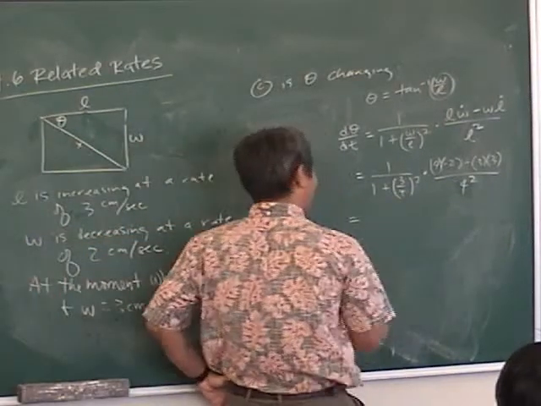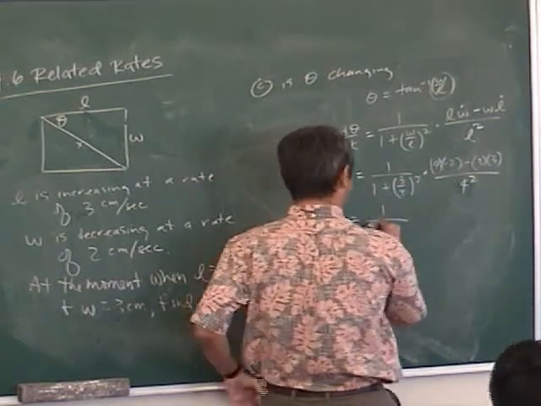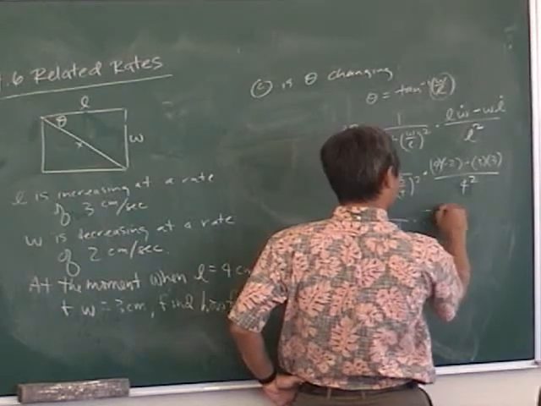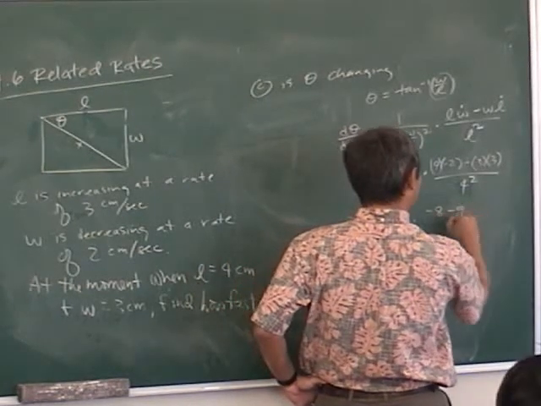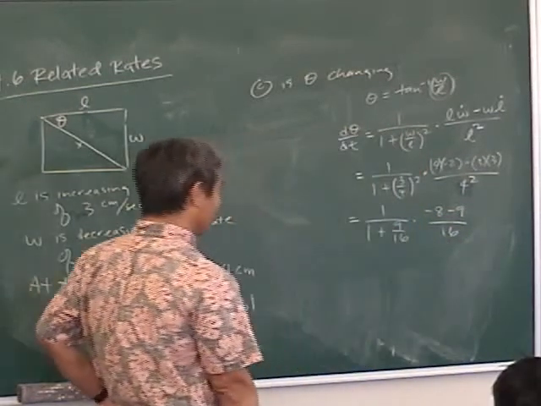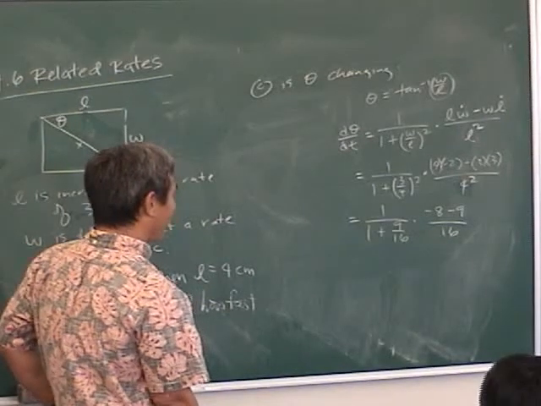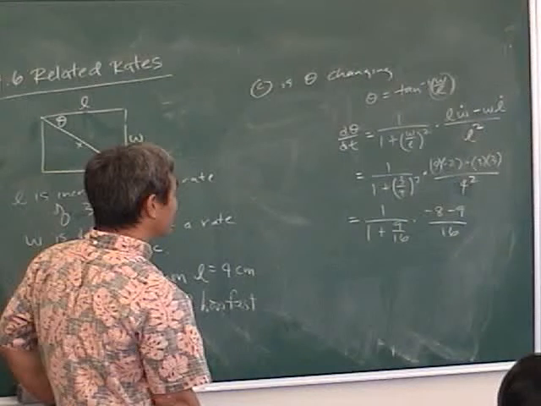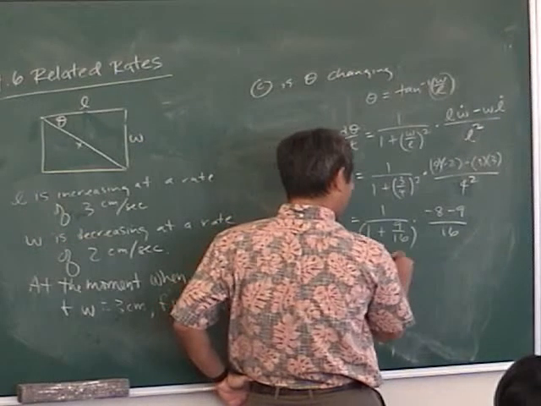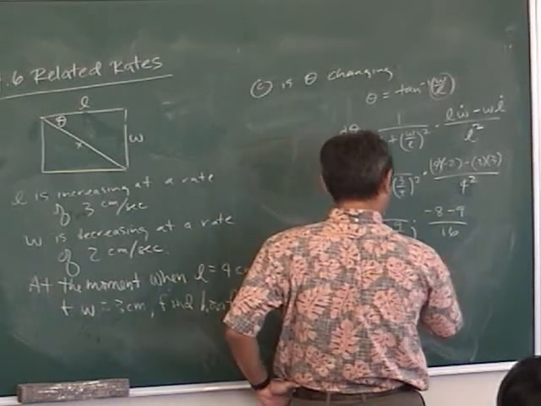So what do we got? We got 1 over, now here's probably the hard part for you, you gotta compute this number. 1 plus 9/16 times negative 8 minus 9 over 16. So what do you want to do? How about just distribute the 16 across here? So you're going to get negative 17 over 16 plus 9. So the answer is negative 17 over 25.